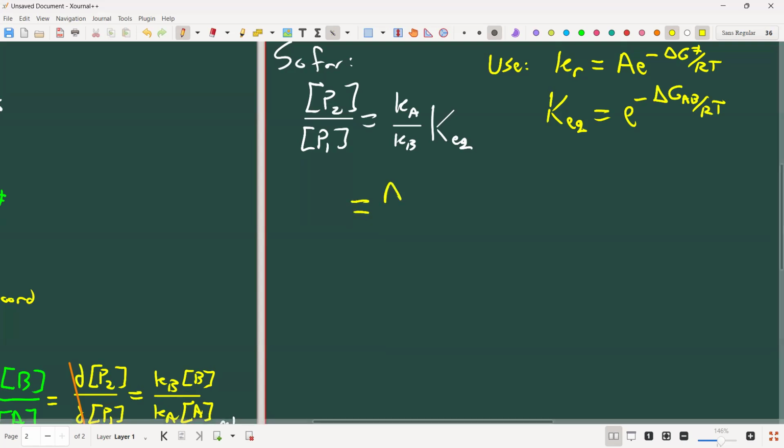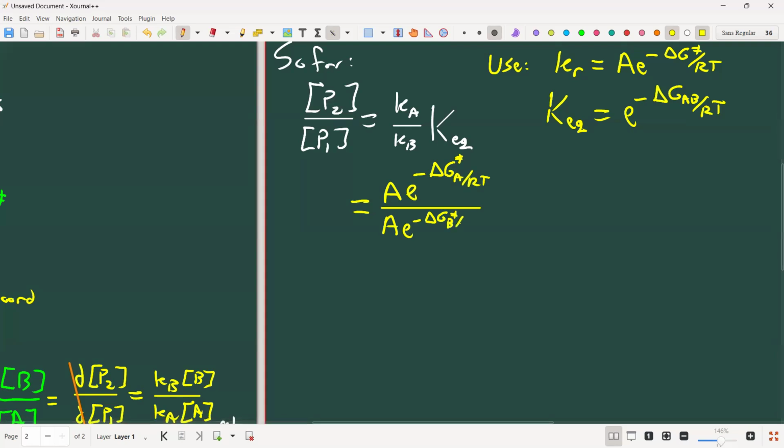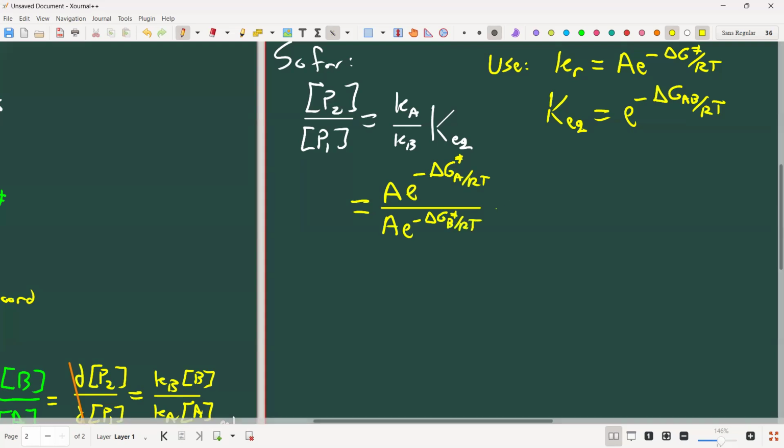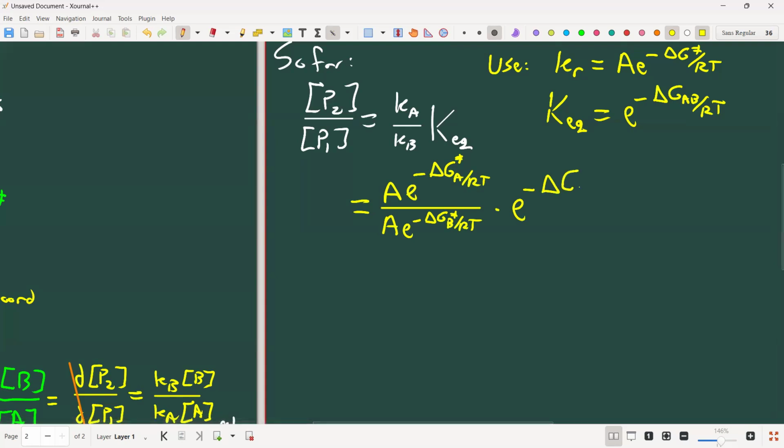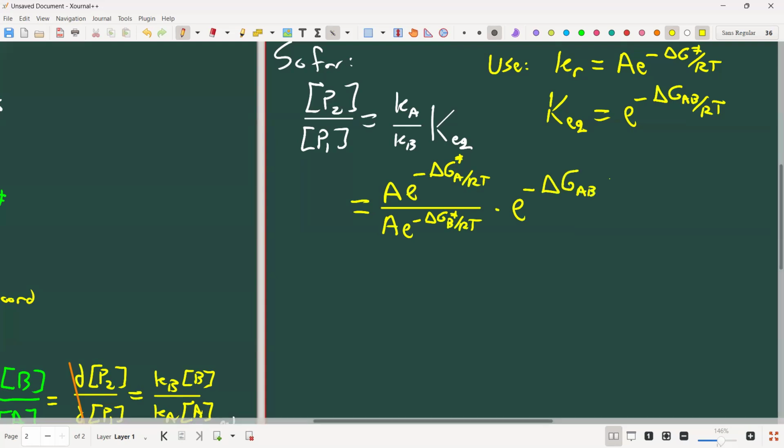So we have A E to the minus delta G A over RT, divided by A E to the minus delta G B over RT, times E to the minus delta G AB over RT. Okay.